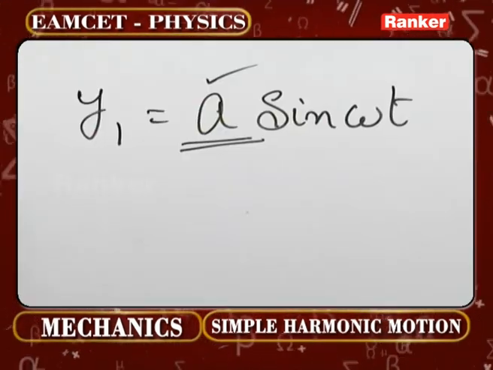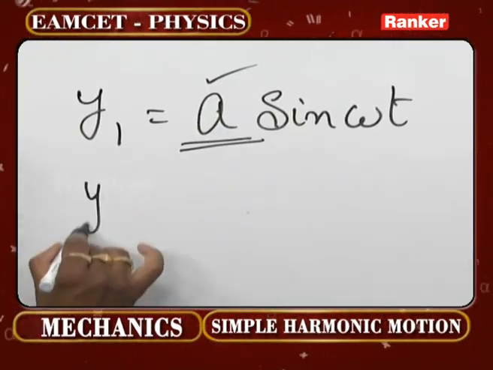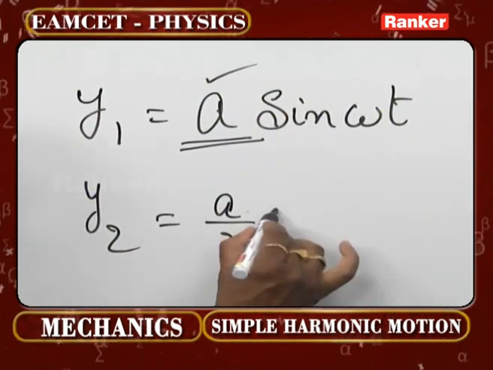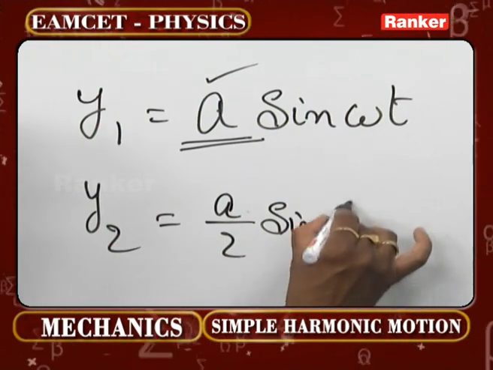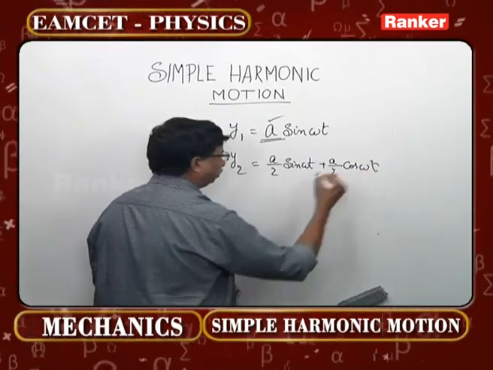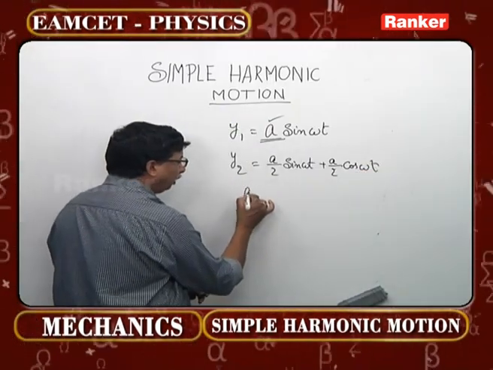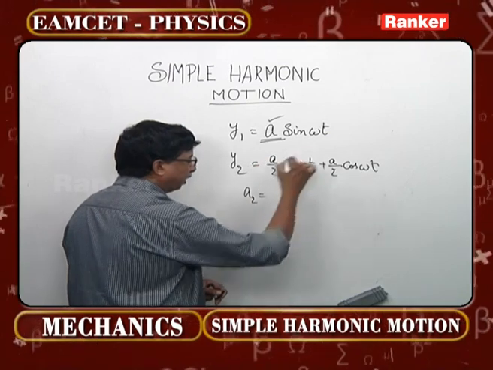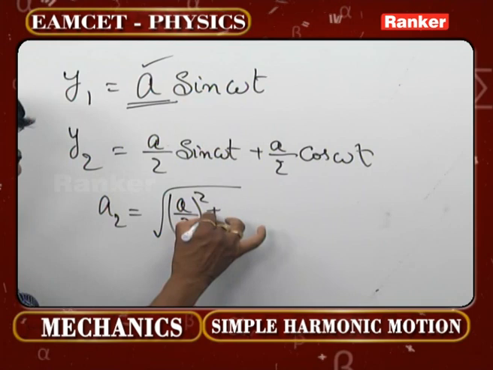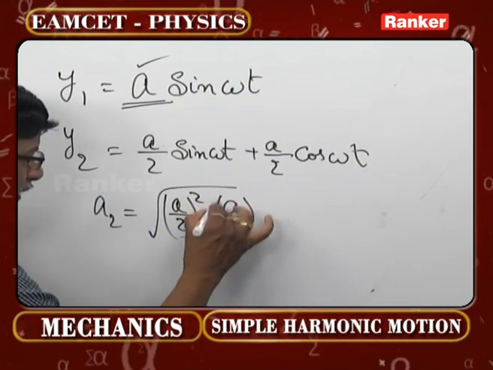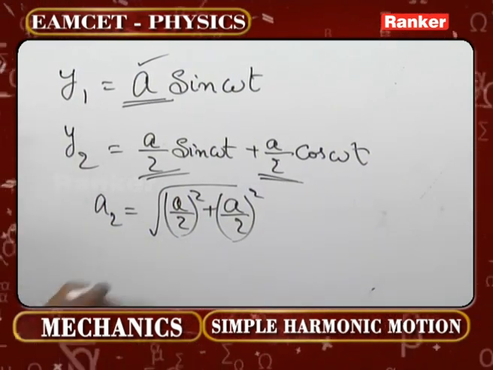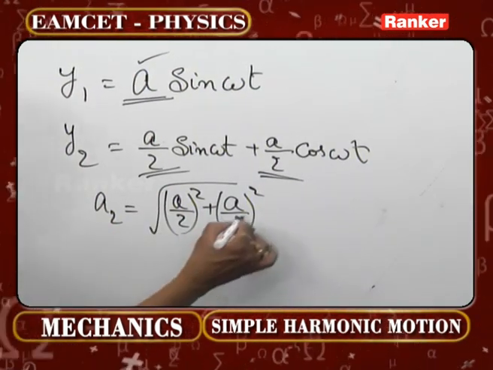For that, no calculation is needed. What about y2 that has been mentioned over here? It is a by 2 sin omega t plus a by 2 cos omega t. This is the equation 2 that is given. Then what will be the resultant amplitude of this? It is root of a1 square plus a2 square. What is a1 here? A by 2. What is a2 here? A by 2. A by 2 whole square plus a by 2 whole square.